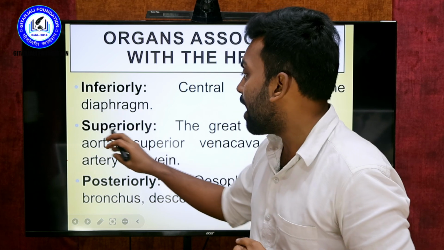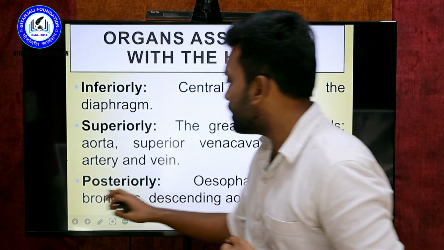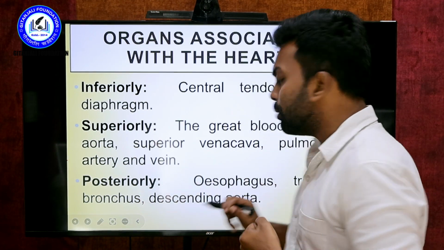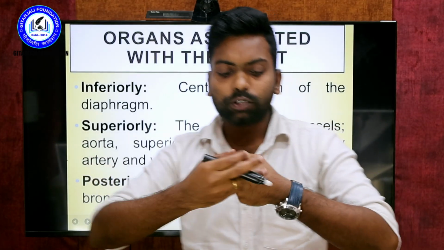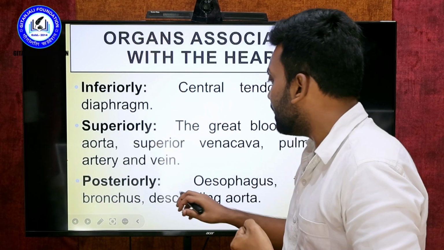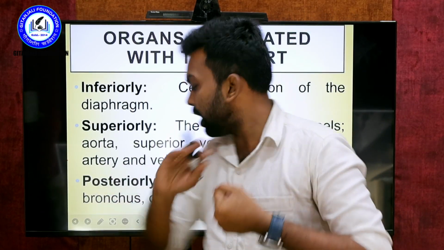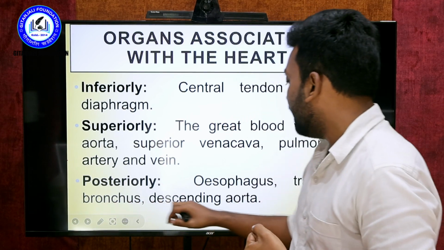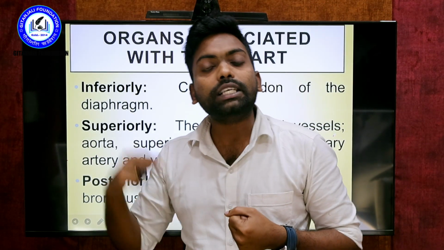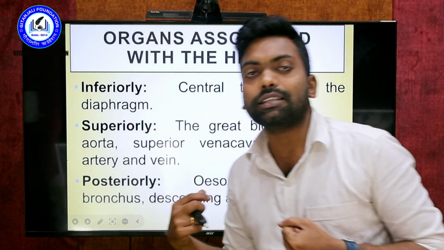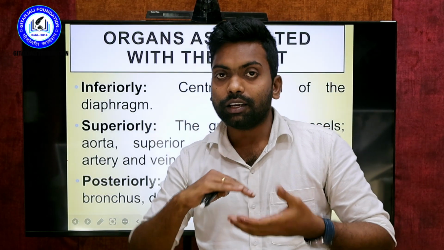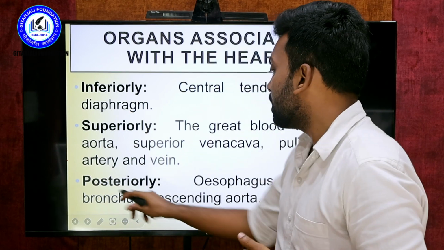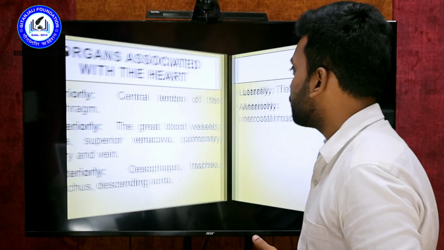Inferior is completed and superior is also completed. Next you can see posterior. As I said, posterior is nothing but behind. It is called anterior. So posterior, once you see behind the heart, there is the esophagus, the trachea, the bronchus and the descending aorta. So these are the organs, these are the parts located posterior, just behind the heart. That is called the posterior associated organs.